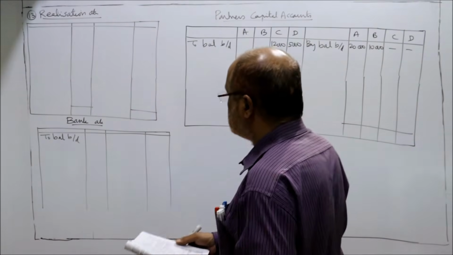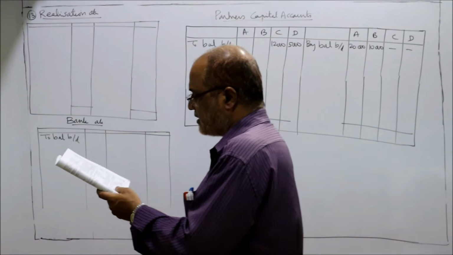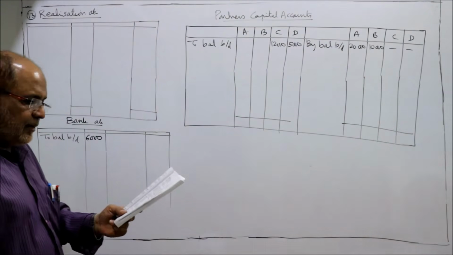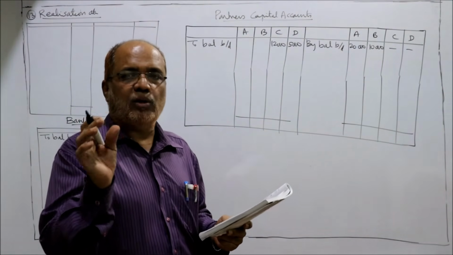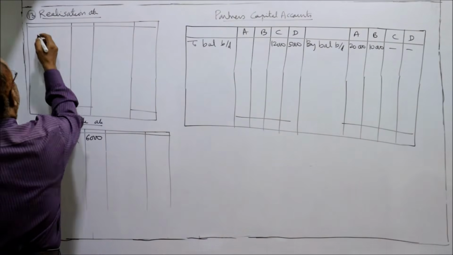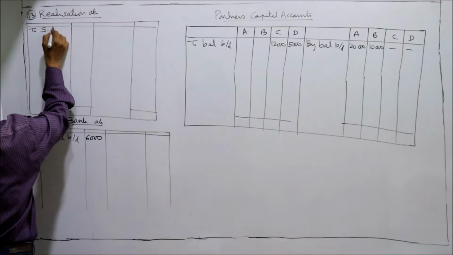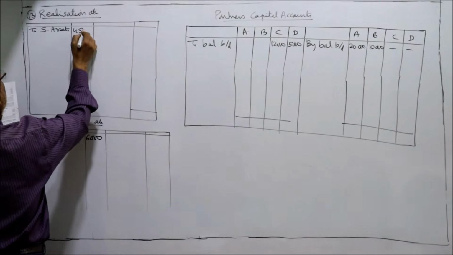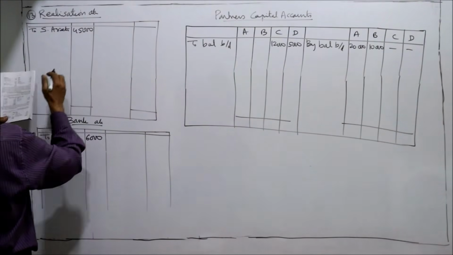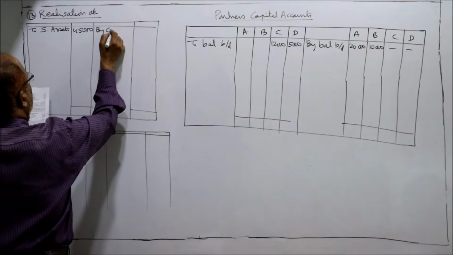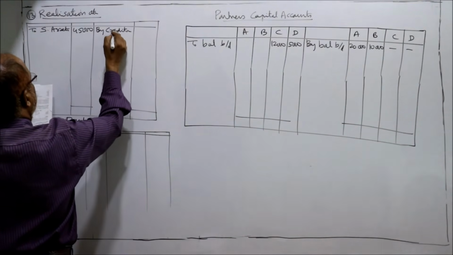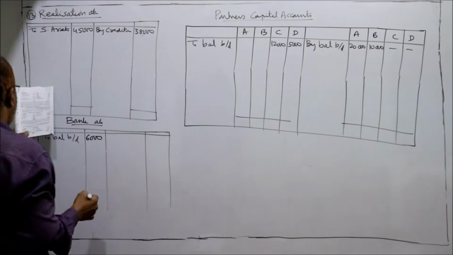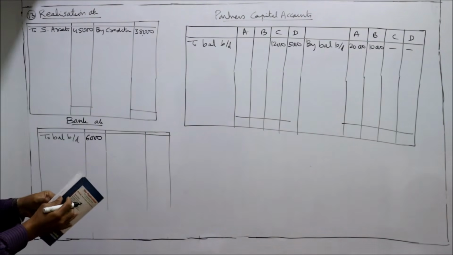Now first of all, realization. Bank account, how much is the cash at bank? 6,000. Now first entry, realization account debit to all assets. Here sundry assets. To sundry assets, how much is the book value? 45,000. Liabilities में एक ही है creditors, तो by creditors, that is 38,000.